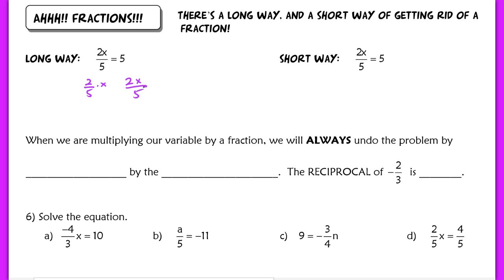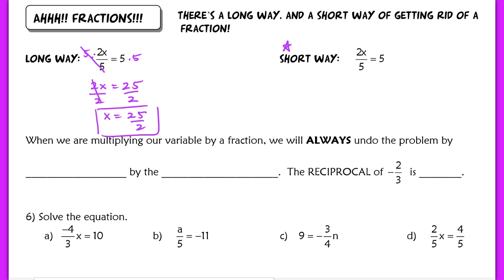Now if we want to undo this, there is a long way to do this, and there's a short way to do this. I'm going to show you both, and then obviously we're going to use the short way. So one of the ways that you can do this question here to isolate your x is to multiply by 5 first. Multiplying by 5 will leave me with 2x equaling 25. Now that I have the 2x here, I can divide now by 2 on both sides, so that I end up with x equaling 25 over 2. So it took me 2 steps here to solve for x.